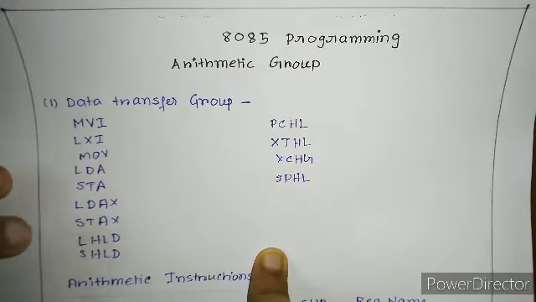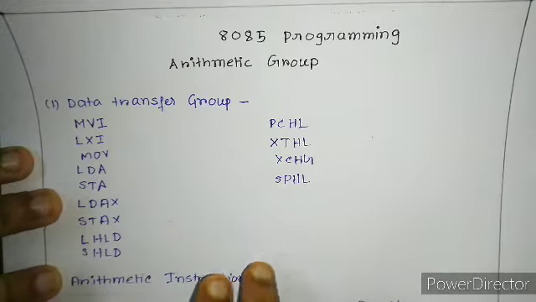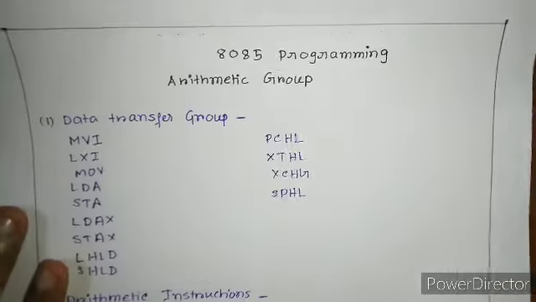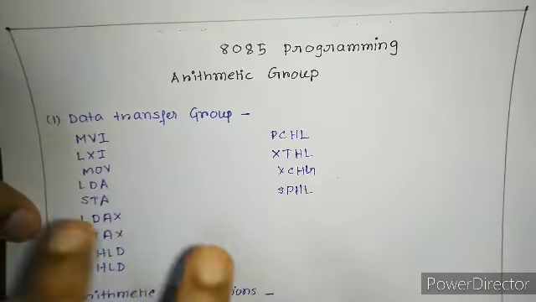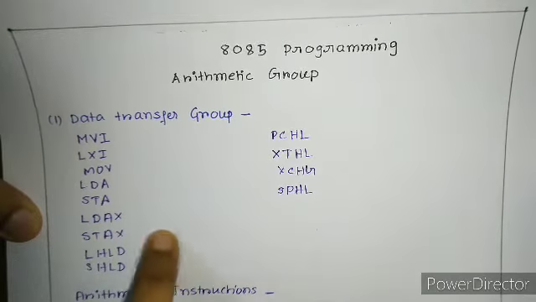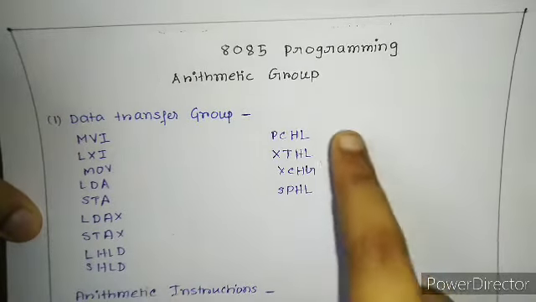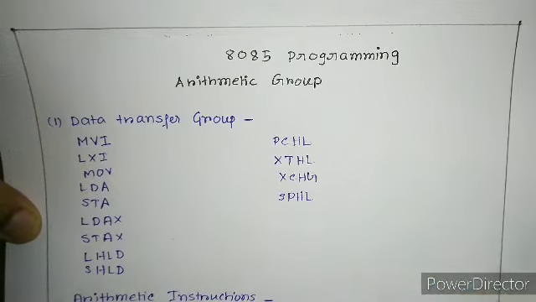But just for a quick recap, in the previous video we learned about the data transfer group, right? And there were 16 instructions. I've just written them for a quick review: MVI, LXI, MOV, LDA, STA, LDAX, STAX, LHLD, SHLD. These are the implied addressing modes, which are quite tricky. I think you remember all of them.